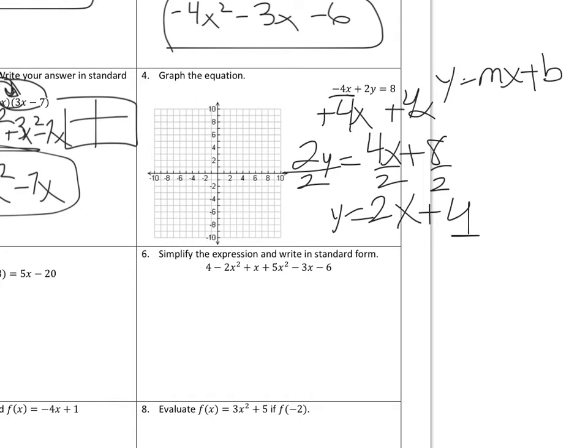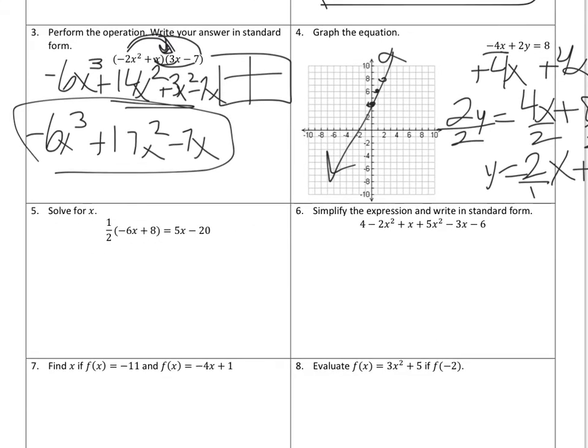Remember, we start with our y-intercept at positive 4, and then this is our slope. If you want to write it as a fraction, you can. Up 2 over 1, up 2 over 1, and then graph the line, and you're all set.